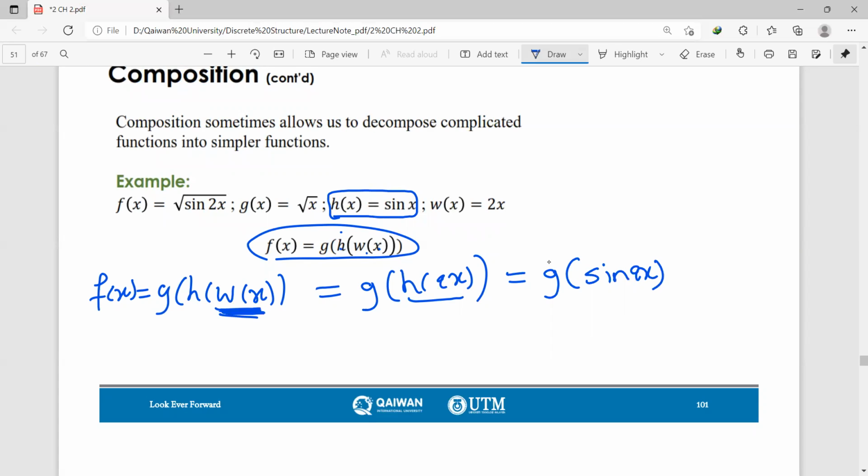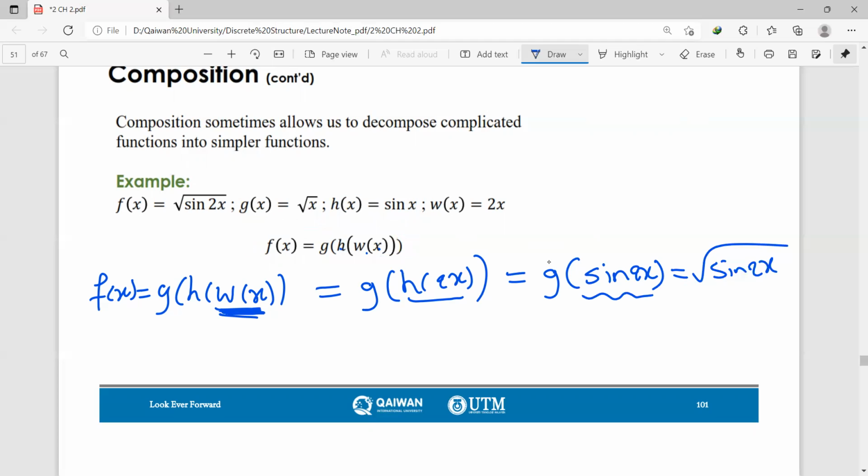G is the square root of X. How about G of something? It means the square root of that thing. We say G of X is the square root of X, so G of sine 2X is the square root of sine 2X. We just replace X in function G by sine 2X, and we get the square root of sine 2X. So this is F of X, which is required to find. It's given here actually, but you should find it from those three functions.